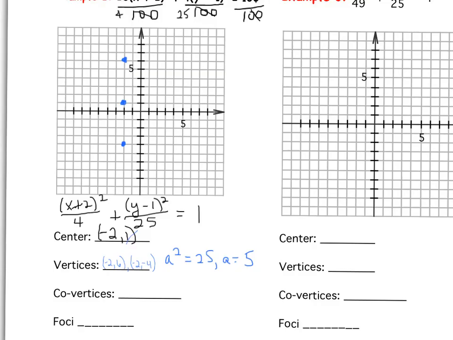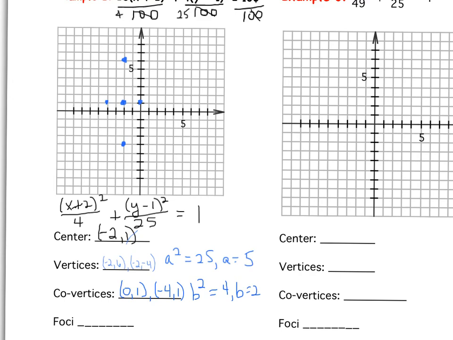Our co-vertices are at b squared, using the b, the minor axis, so that equals 4, so therefore b equals 2. So our minor axis endpoints are 2 to the right and 2 to the left. So the coordinates of our co-vertices are at 0, 1, and negative 4, 1.